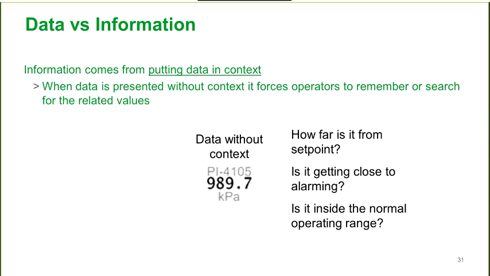How do we evaluate this data? How far is this from the set point? Are we getting close to any alarm limit? Or are we actually operating in the normal range? For an experienced operator, this might be very easy to understand, but if you are not that experienced, or if you just want to go in and have a quick look at the operator interface, you need to go in and evaluate each and every value on the screen.